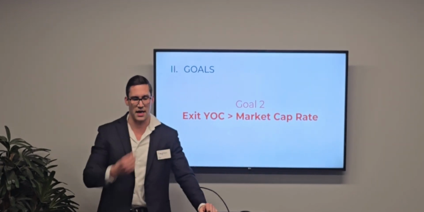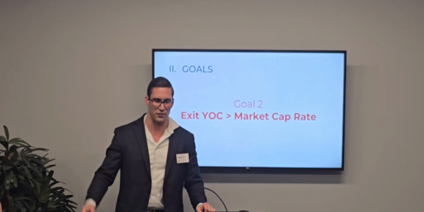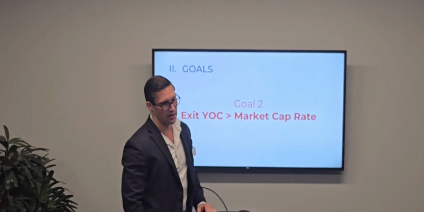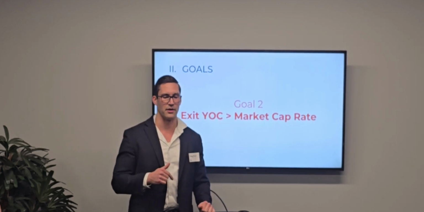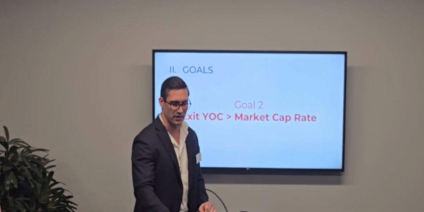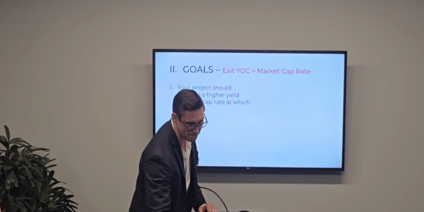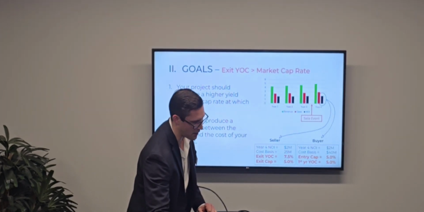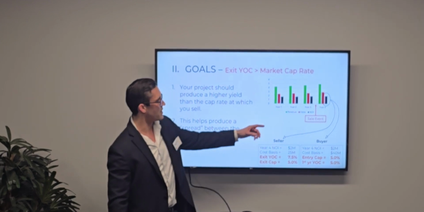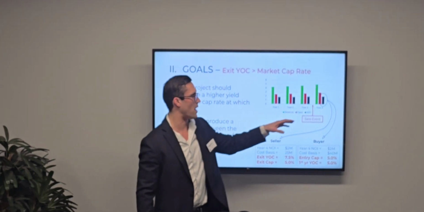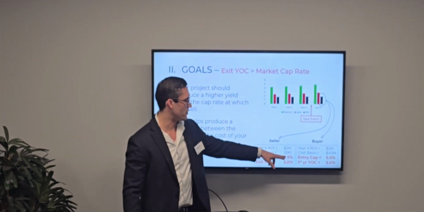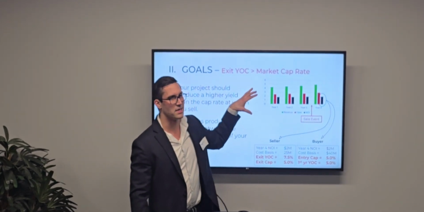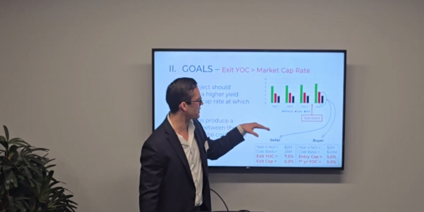This is the second goal, and this is just 2 of 2 here. We talked about this already, but your exit yield on cost should be greater than the market cap rate. We're going to go over the exact same example here. This is called a spread, right? Same example from before. $2 million, we bought the property. This should say 8%.